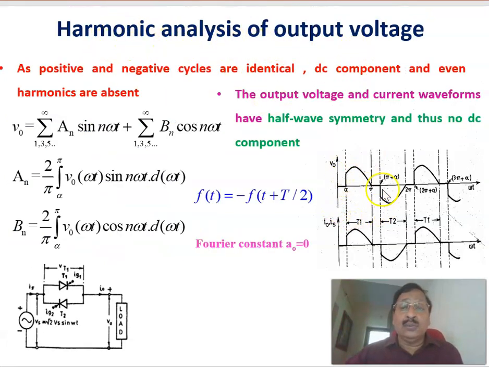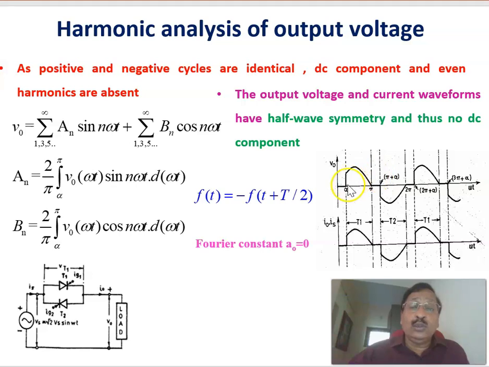We have seen this is the output voltage already. From alpha to pi, it is the same as the input voltage. From pi to pi plus alpha, output voltage is equal to 0. Again, pi plus alpha to 2 pi, it is the same as the input voltage. From 2 pi to 2 pi plus alpha, again 0. That is repeating. Therefore, this is the shape of the output voltage, and if you are assuming a resistive load, the corresponding current will be in phase with the voltage. This is the corresponding current through the load, and this is the voltage across the load.